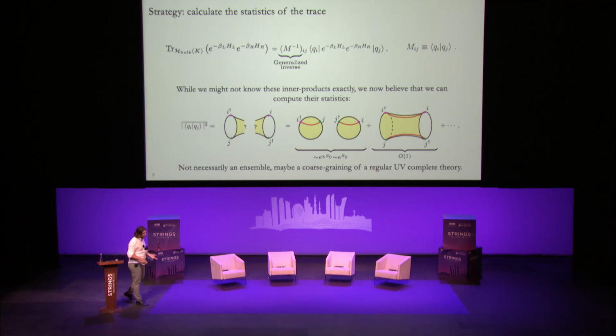And I want to point out just a sociological thing, that the fact that we're computing non-trivial statistics for overlaps doesn't necessarily point to the fact that we're in an ensemble average theory, even though in JT maybe we have an ensemble average. But perhaps the better interpretation is that we're doing some coarse graining of a regular UV complete theory. And this is what these wormholes capture.